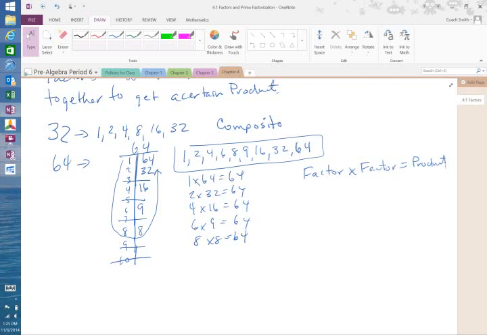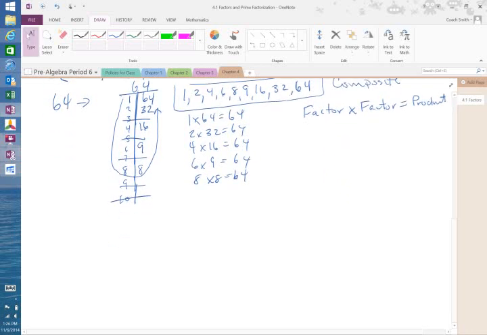Okay, so that's factors, finding the factors of a number. That would also tell us that this number is composite. Because why? It has more than 2 factors. So as we're looking at numbers just to tell whether they're prime or composite, what's 9? Is it prime or composite? Composite. What's the factors of 9? 1, 3, and 9. So it would be composite.